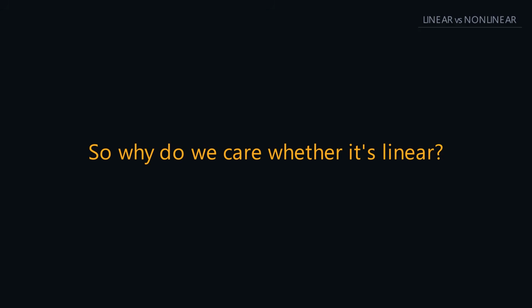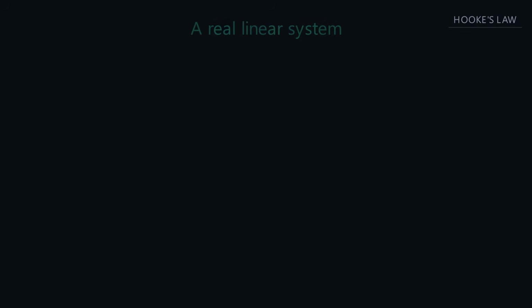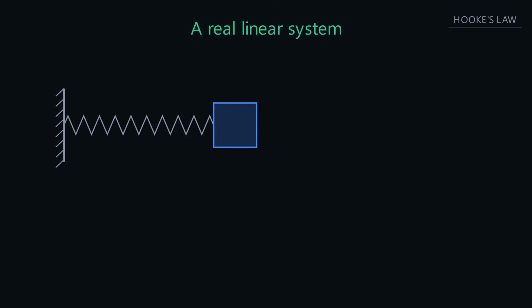So why do we care if a function is linear or not linear? Well, let's look at real life examples. Take a linear example, and we're actually going to dive deeply into this in a few episodes, so keep this in the back of your mind. We're going to look at a spring mass system using Hooke's law.